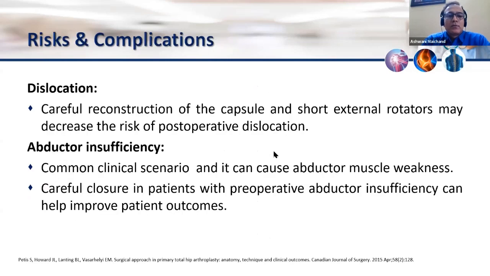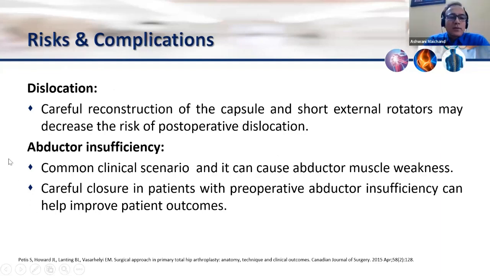So these are two things that should be avoided in every patient. We should be very careful about it. Dislocation is very uncommon in anterior approach because we are not damaging the posterior structures, but we should be careful in patients with anteroposterior pelvic inclination, especially in ankylosing, where there are high chances of anterior dislocation. So we should be careful about it.